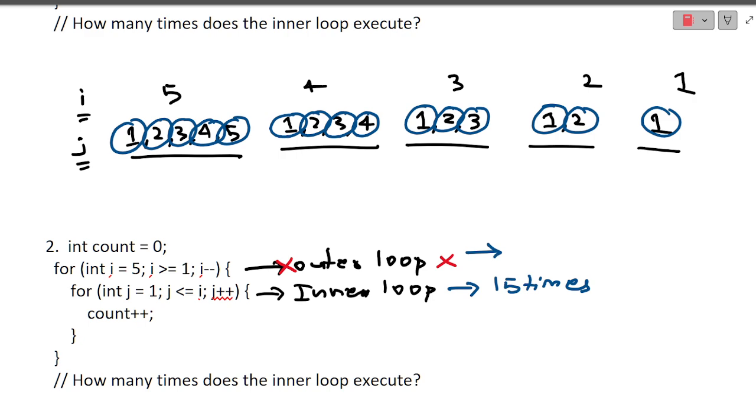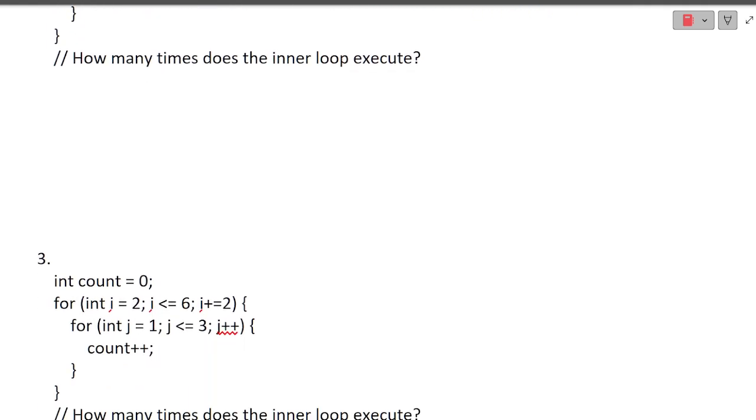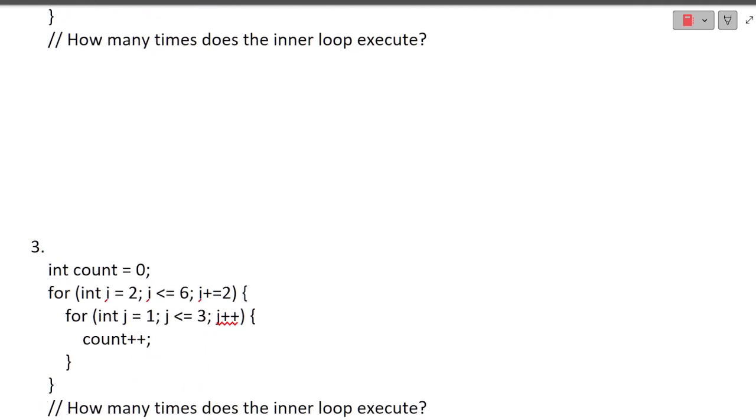And what about my outer loop? Of course, it has started from 5 and it is reaching till 1, so it is 5 times. See, things are becoming very easy right now. See, simple steps you need to follow. Okay. Now the third question.